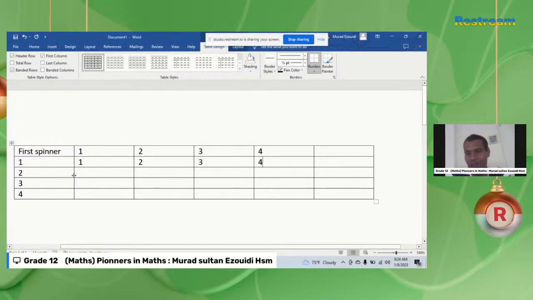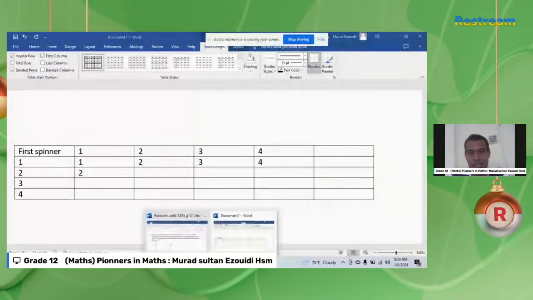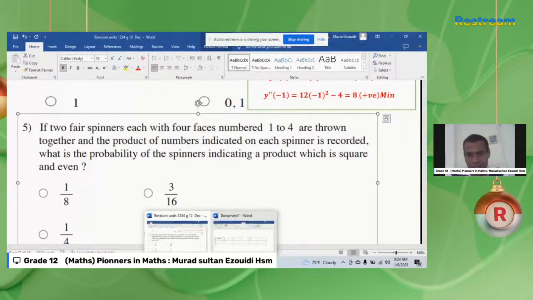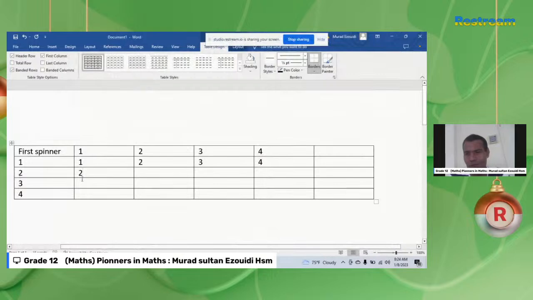Then we have 2 by 1 is 2. You multiply simply because the question says you are going to record all the products of the numbers indicated on each spinner. So 2 multiplied by 1 is 2, and 2 by 2 is 4, 2 by 3 is 6, and this one is 8.